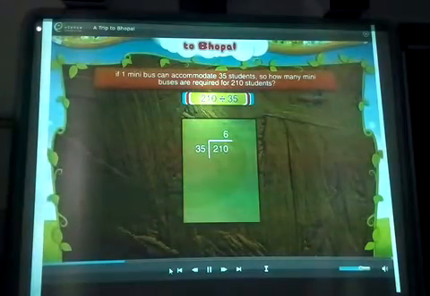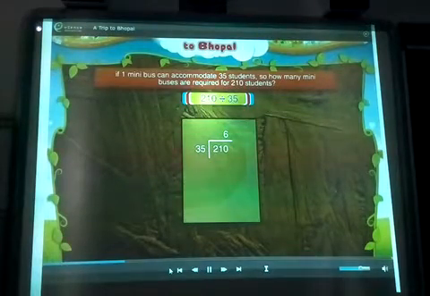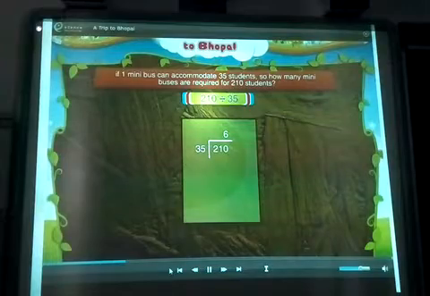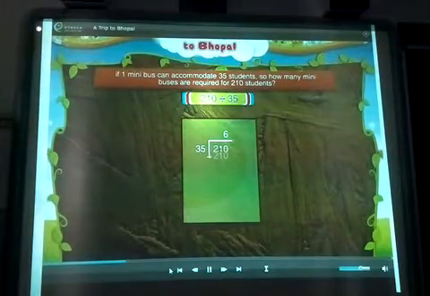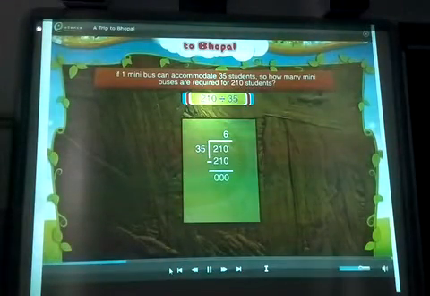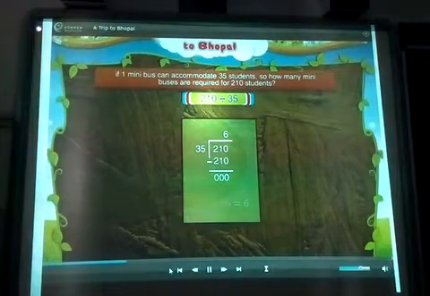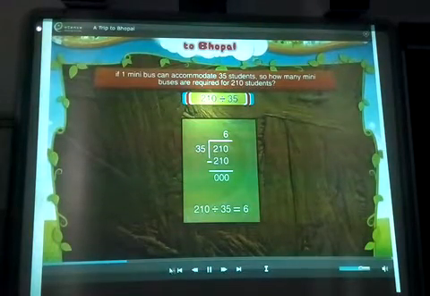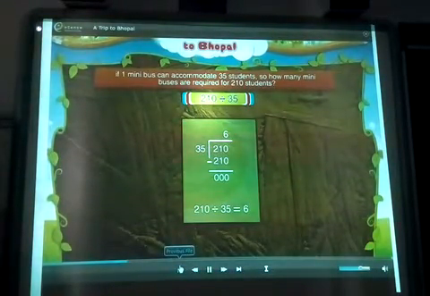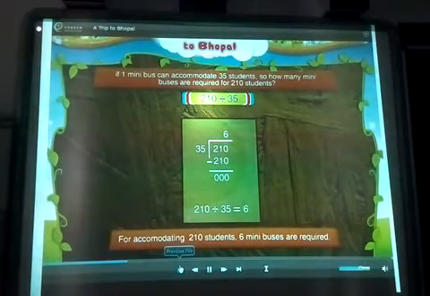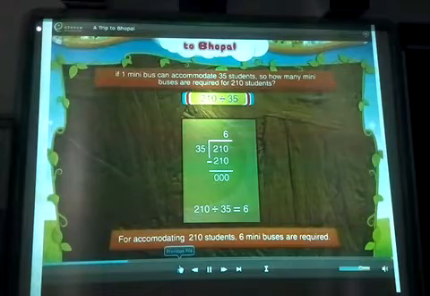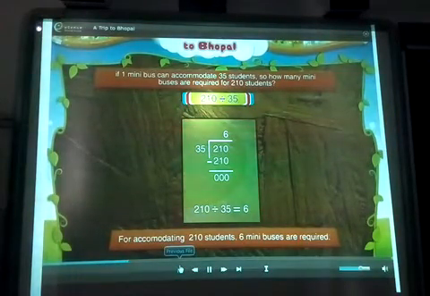Now, the quotient is 6, which is written here. Subtracting 210 from 210, we get 0. So, 210 divided by 35 is equal to 6. It means, for accommodating 210 students, 6 minibuses are required.